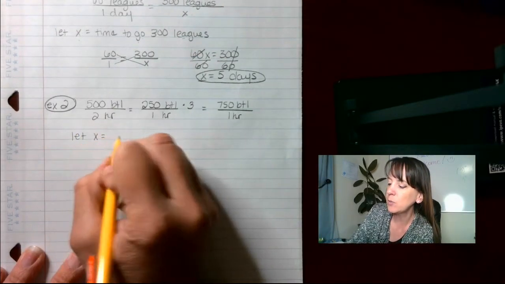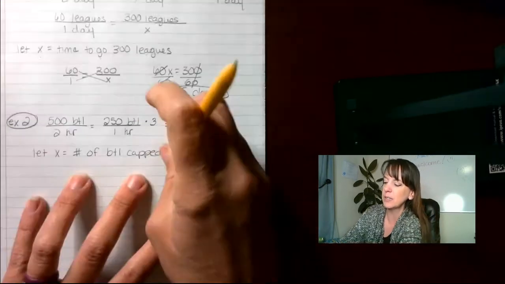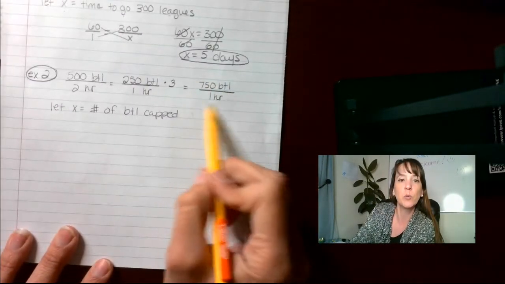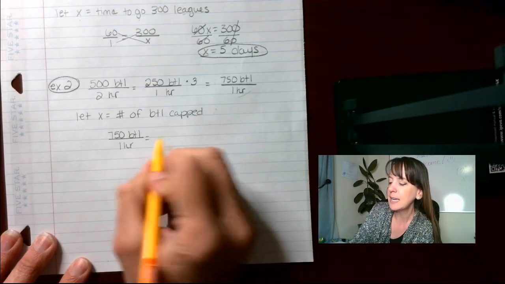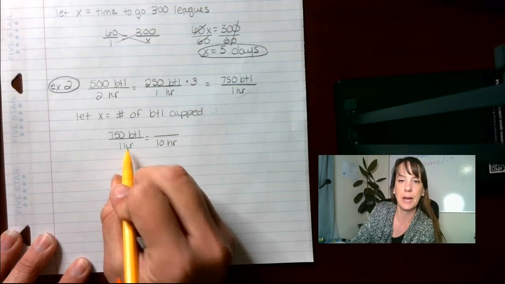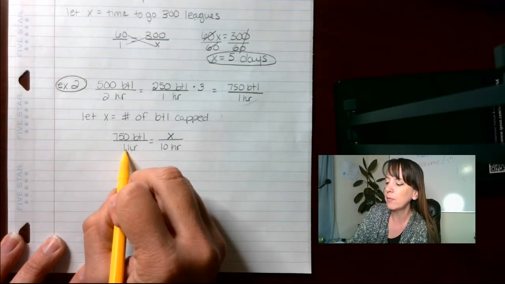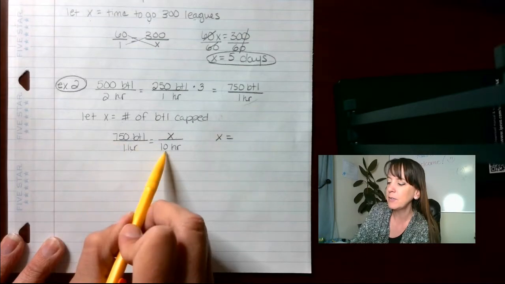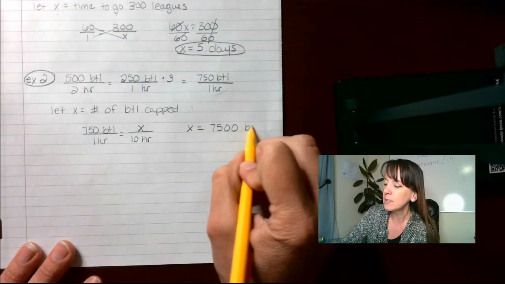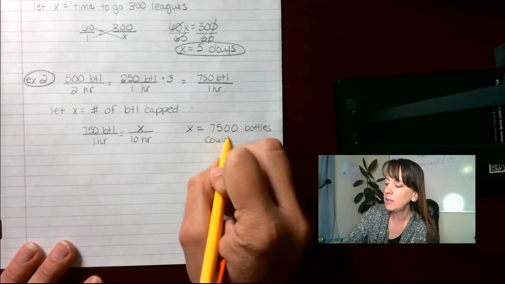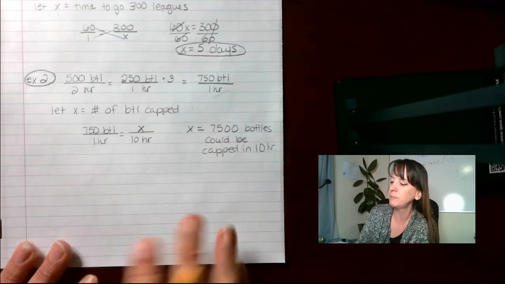Let x equal the number of bottles capped. So we're going to take this new rate and write that down, 750 bottles over 1 hour, and it's asking about 10 hours. So I'm putting the 10 on the bottom because it's going to match this hour here. And then we throw our x here because we said let x equal the number of bottles capped. And we have 1 times x gives me x equals 750 times 10, that is 75 with 2 zeros. 7,500 bottles could be capped in 10 hours.